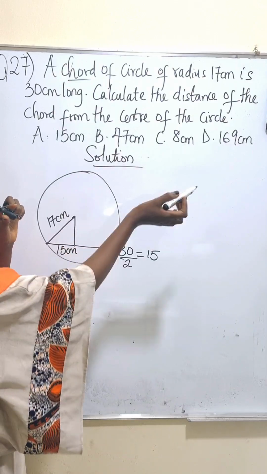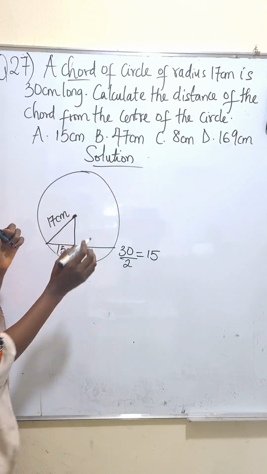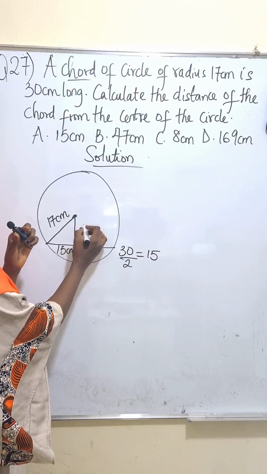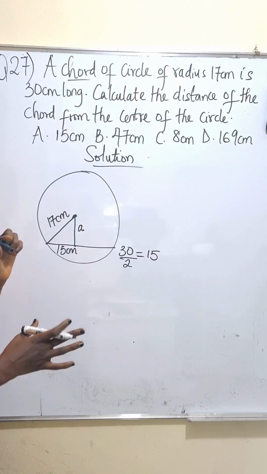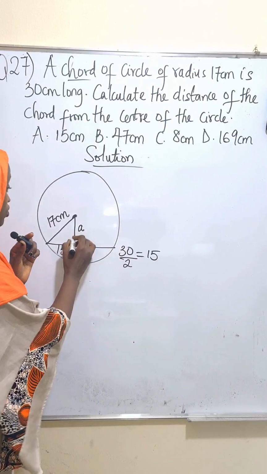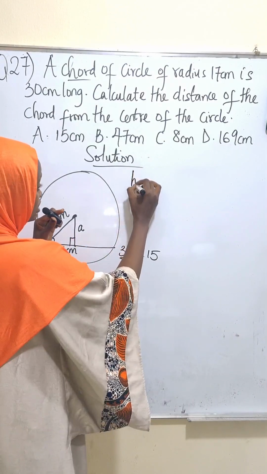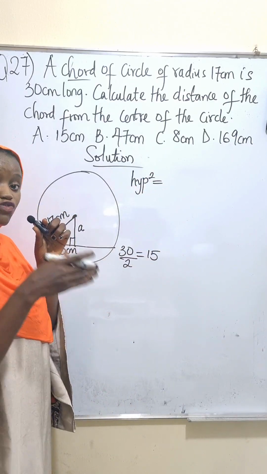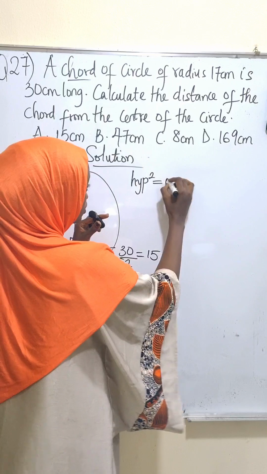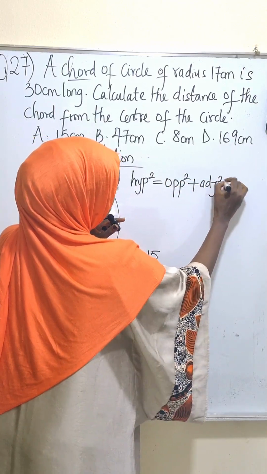So we are asked to calculate the distance of the chord from the center, from the chord to the center. So this is what we are looking for. Let's give it a letter. Let's say A, right? So that's what we are required to find. So here, since this is a right angle triangle, we can use the Pythagoras rule, which states that the square of the hypotenuse is equal to the sum of the square of the opposite and the adjacent side, right? So this is the opposite square plus adjacent square.